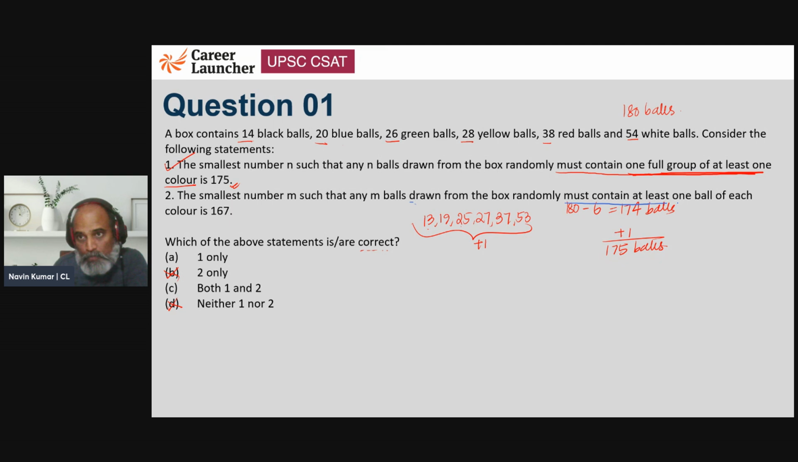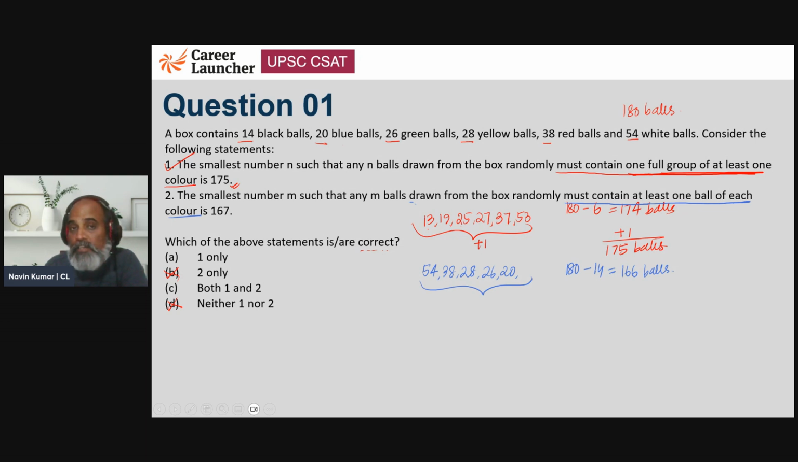Must contain at least one ball of each color, right? So we will start with the largest. कि भैया 54 balls ले लिए, क्या मेरे पास सारे colors के एक एक ball हो गई होगा? नहीं, maybe all of them are white. Similarly, the next highest is 38, the next highest is 28, the next one is 26, next one is 20, right? So basically we have 180 balls, usme se if we remove 14, so we will have 166.